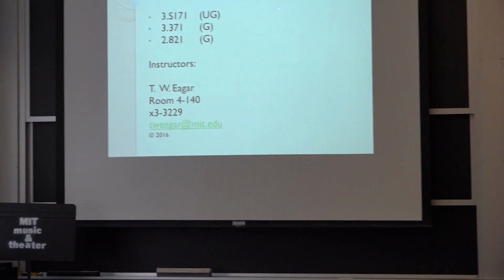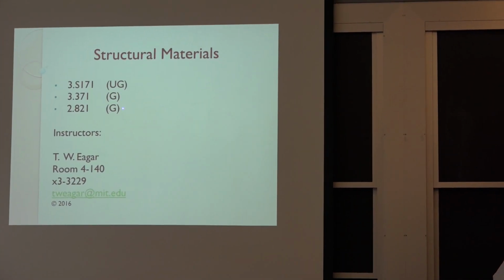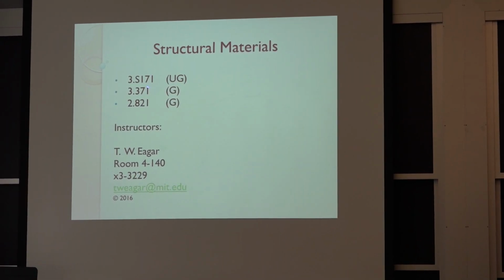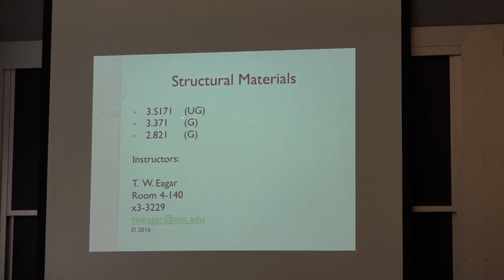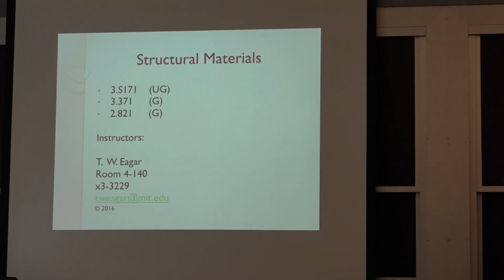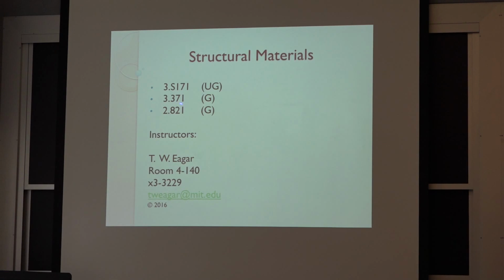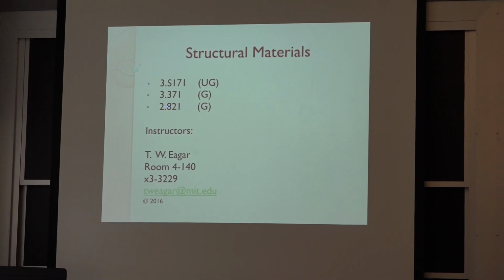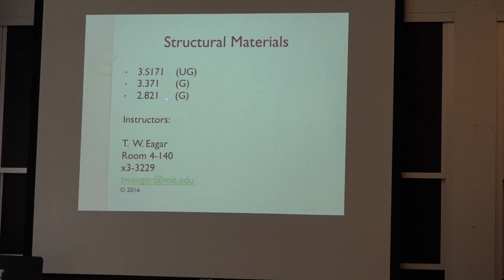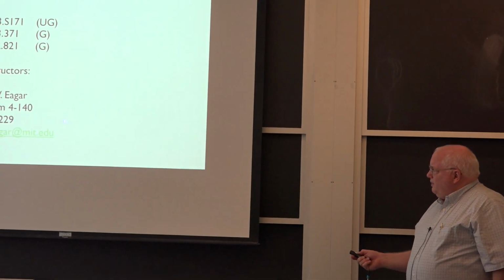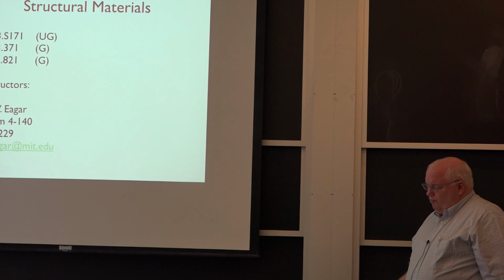The course is called Introduction to Structural Materials. It has three different numbers. One is an undergraduate course number, which has an S, which is some sort of experimental designation. 3371 is a graduate course that I've taught for years. And 2821 is a joint number with the Department of Mechanical Engineering. I'm the instructor, and here's the contact information.